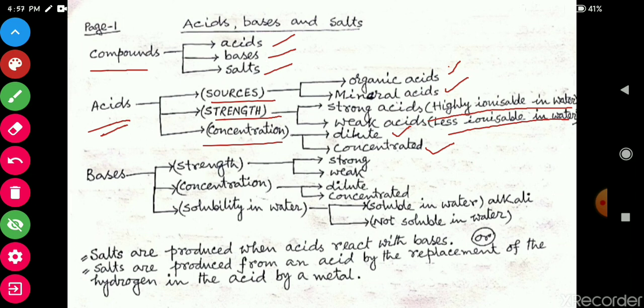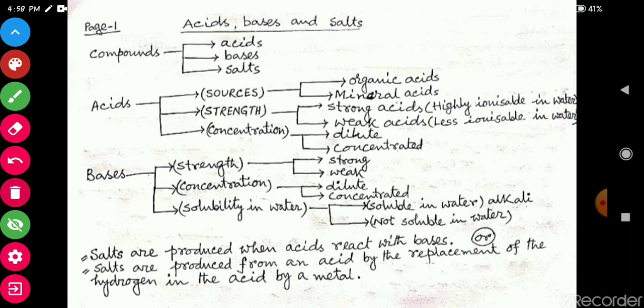Similarly, bases also can be classified as strong and weak base, dilute and concentrated base. Again, bases can be divided on the basis of solubility in water. The water soluble bases are called alkali and others are simply bases. So, all the alkalis are bases, but all bases are not alkalis. Salts are produced when acids react with bases. Salts are produced from an acid by the replacement of the hydrogen in the acid by a metal.